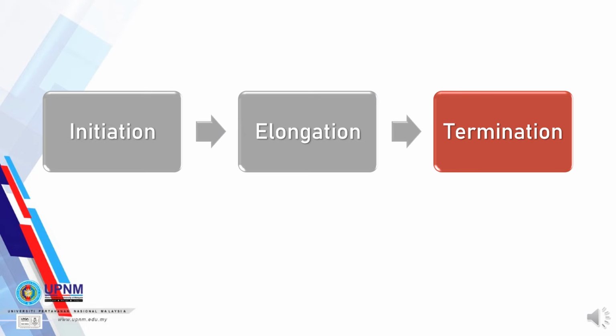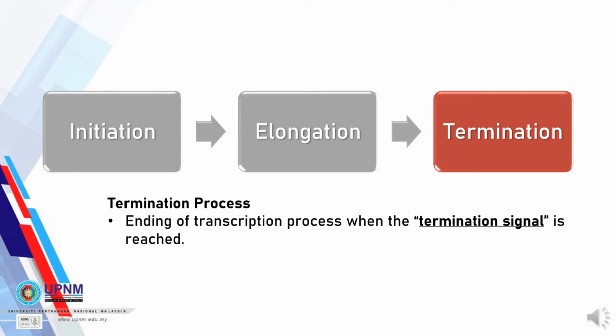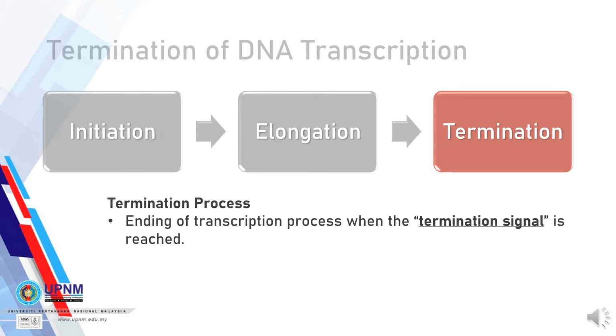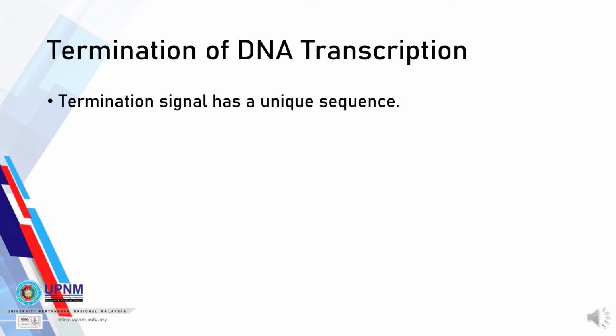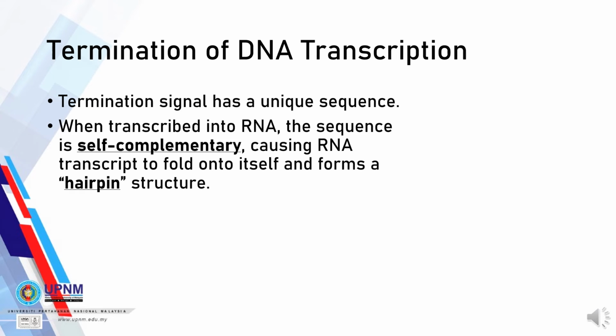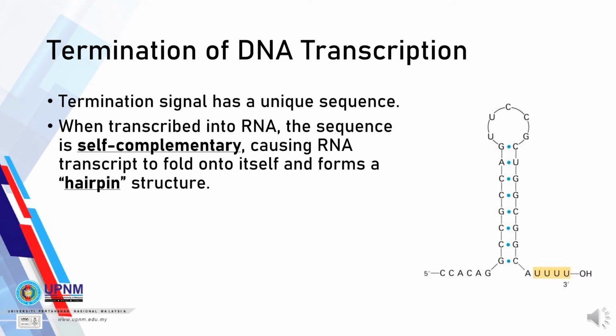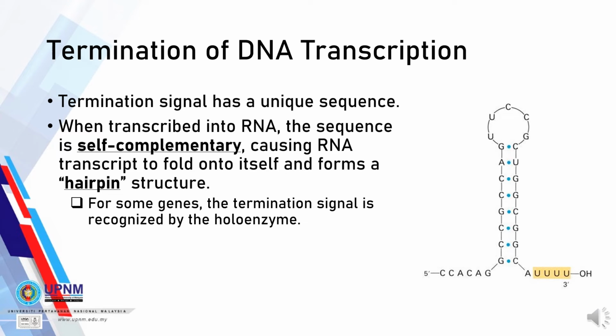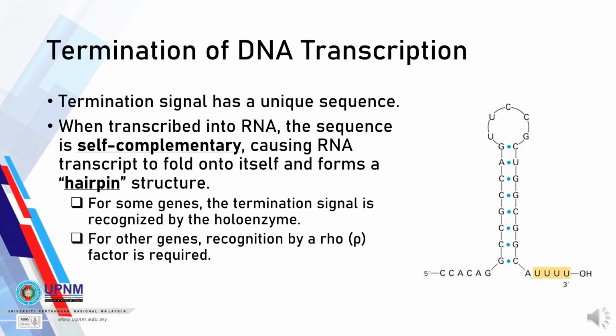After the whole gene has been transcribed into RNA transcript, termination phase will occur. The ending of transcription process will take place when the termination signal is reached. The termination signal has a unique sequence. When transcribed into RNA transcript, the sequence is self-complementary. This causes the RNA transcript to fold onto itself and form a hairpin structure. The termination signal will be recognized by RNA polymerase holoenzyme itself. However, for some genes, a rho factor may be required to correctly recognize the termination signal.